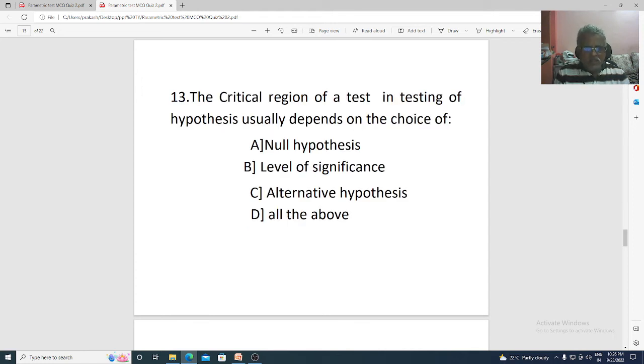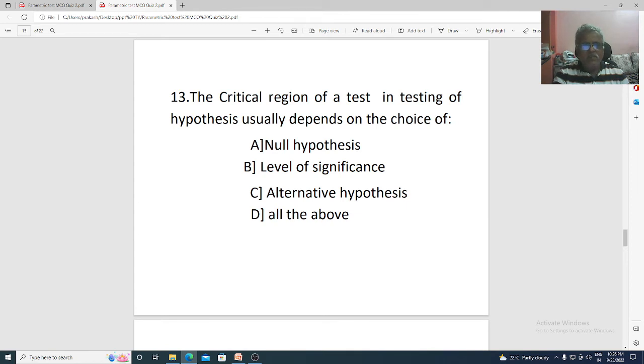Question number 13. The critical region of the test in testing of hypothesis usually depends on choice of option A, null hypothesis, option B, level of significance, option C, alternative hypothesis, and option D, all the above. The correct option is option C, alternative hypothesis.